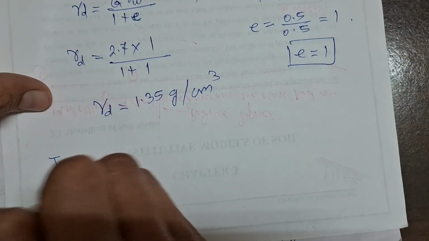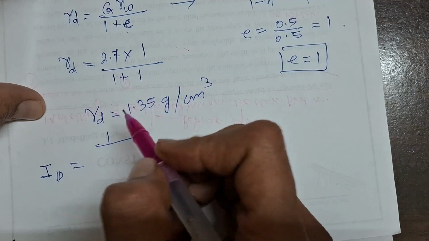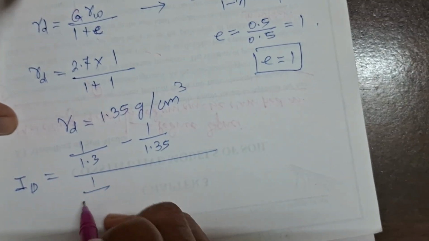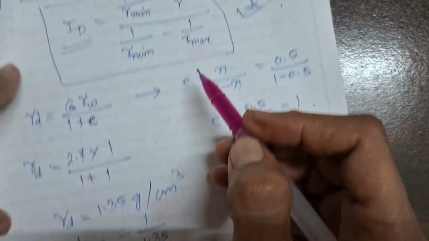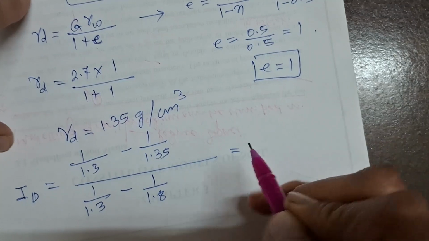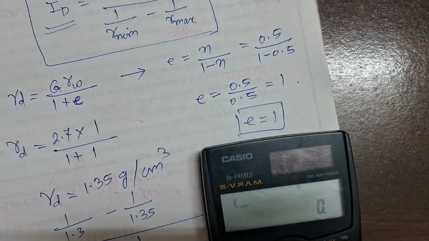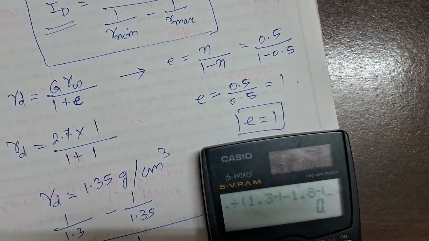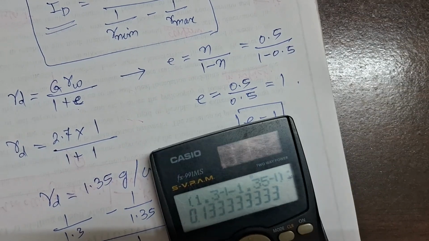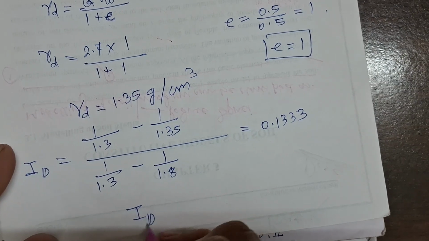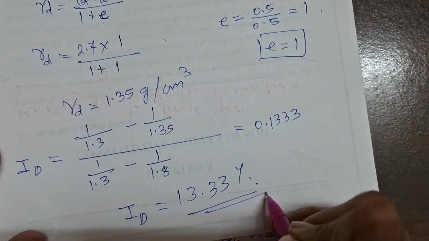So let us substitute. ID equals 1 upon gamma minimum, 1.3, minus 1 upon gamma, that is 1.35, divided by 1 upon 1.3 minus 1 upon gamma maximum, which is 1.8. Calculating this gives 0.1333. So in terms of percentage, ID is equal to 13.33%. So this is the answer. Thank you very much.